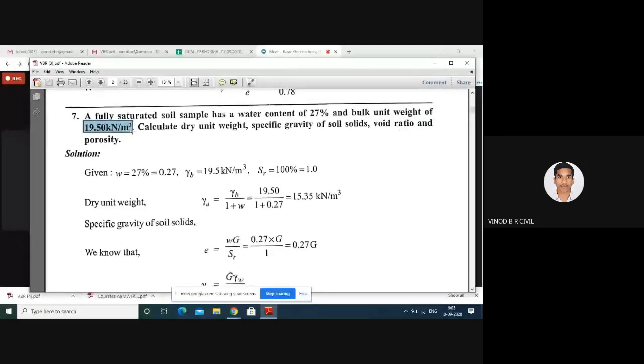Next, calculate the dry unit weight, gamma D. We have to calculate the gamma D value. Next is specific gravity, you have to calculate the specific gravity, and void ratio e, and porosity n.